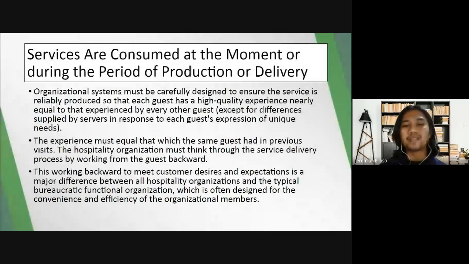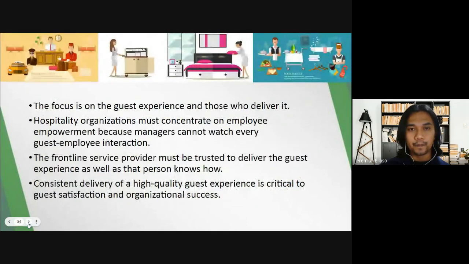But this working backward to meet customers' desires and expectations is a major difference between all hospitality organizations and the typical bureaucratic functional organization, which is often designed for the convenience and efficiency of the organizational members. The focus is on guest experience and those who deliver it.